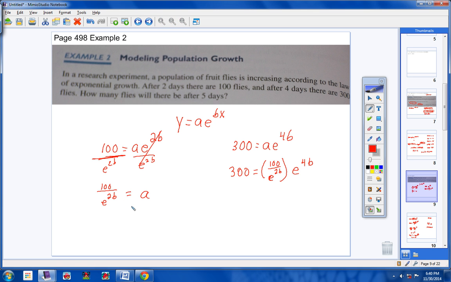Remember, we know what a equals. Look in your notes, students. We solve for a. Okay, let's stop. Don't lose sight of the trees for the forest here. Remember, our goal is to predict how many flies there will be after 5 days.